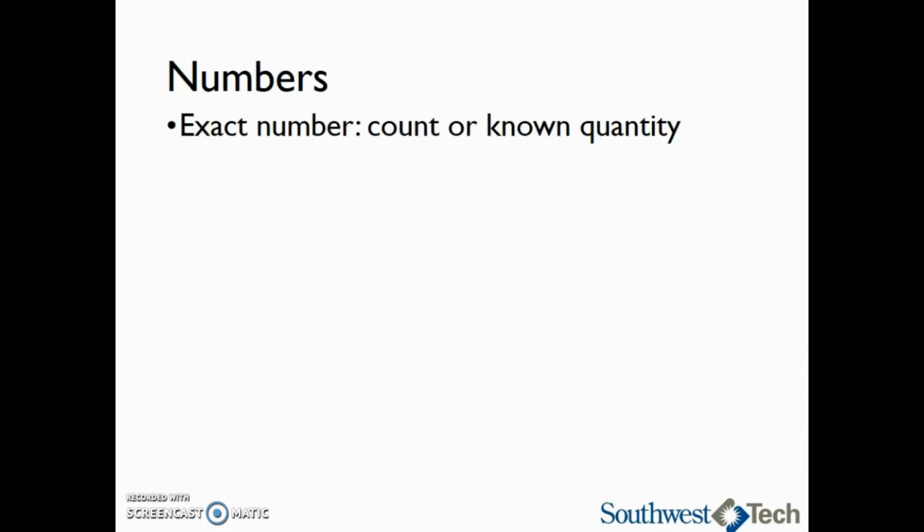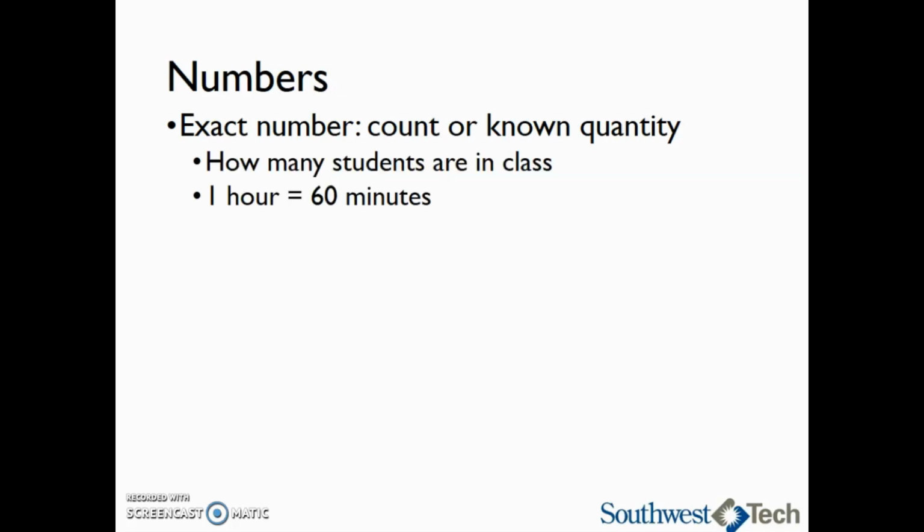But for now we're going to talk a little bit about numbers. So an exact number is a count or a known quantity. So an exact number might be how many students are in a class. 1 hour is equal to 60 minutes. Those are all exact numbers. By definition, there's 60 minutes in 1 hour. That's why we can consider that an exact number.